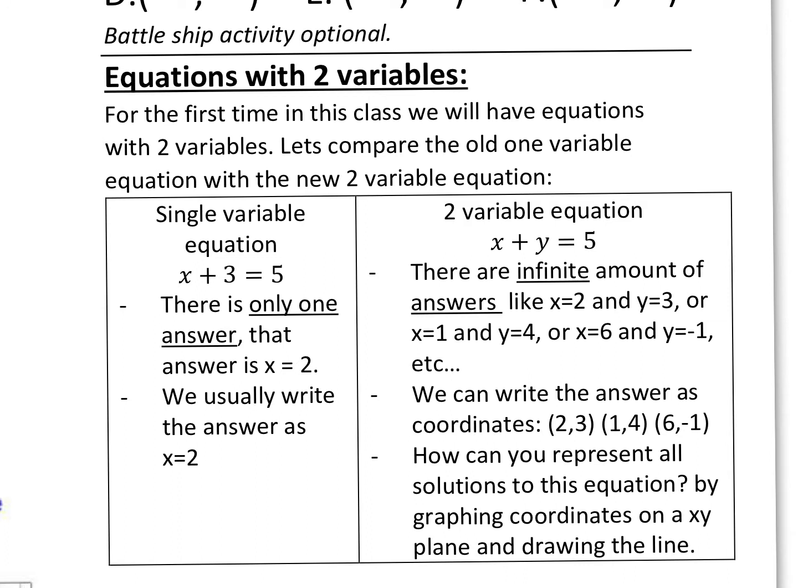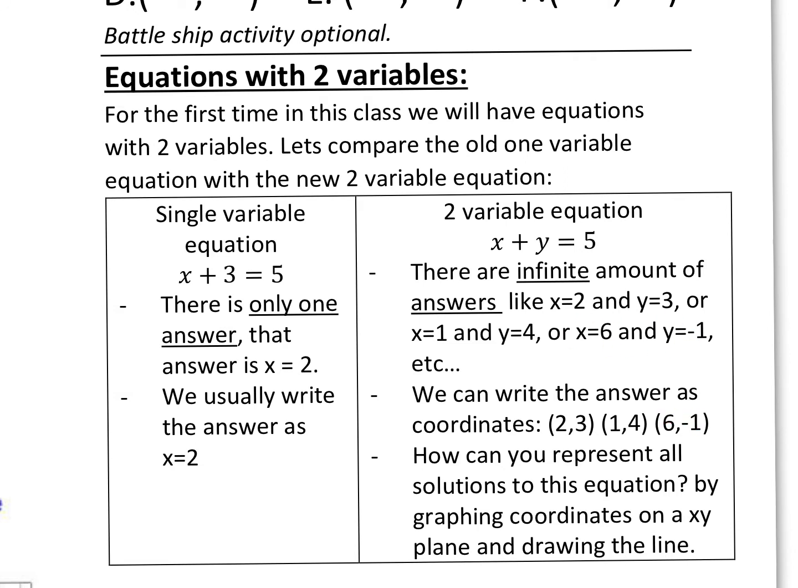Now, before we even get to the infinite amount of answers, let's just take a look at these answers, like x equals 2 and y equals 3. Instead of writing x equals 2 and y equals 3, we know that coordinates are a pair of numbers in parentheses, and the first number is your x value. So x equals 2, you could just write 2, comma, and y equals 3, 3. This ordered pair is telling us x equals 2 and y equals 3. 2, comma 3 means your x value is 2, your y value is equal to 3. And instead of like 1 and 4, x equals 1 and y equals 4, you could write it as a coordinate, 1, 4. Instead of 6 and negative 1, you could write it 6, negative 1.